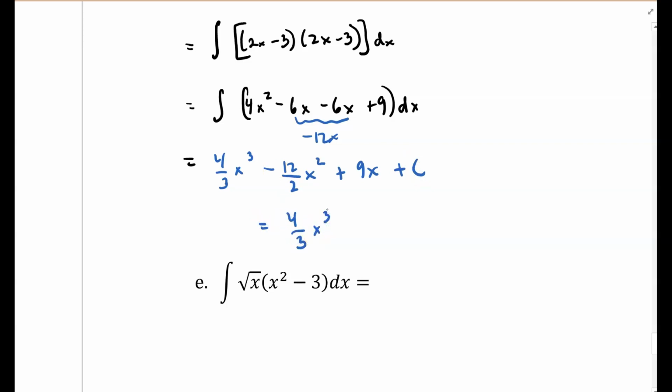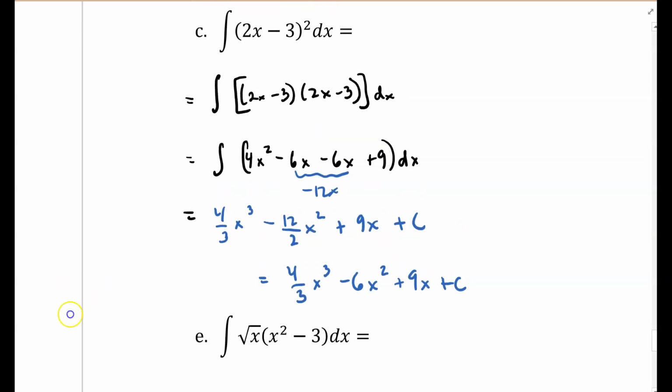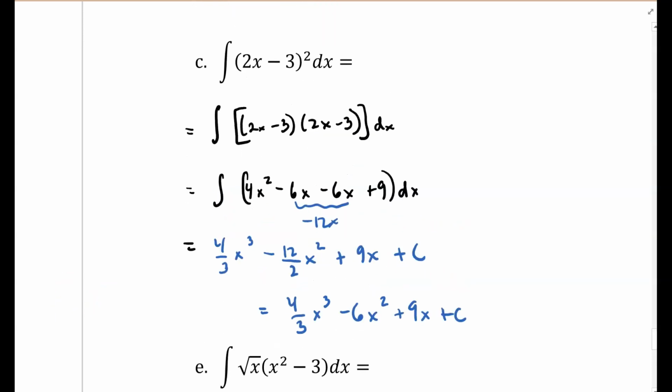I like to do everything kind of straight out. I think I'm okay. Let me know in the comments below if I goofed this example. Okay, and then there is our antiderivative. Pretty sweet. One thing to note too, when do I get rid of my integral sign?